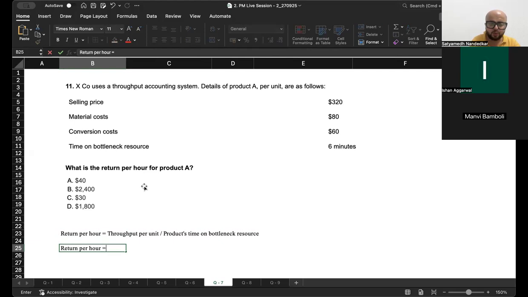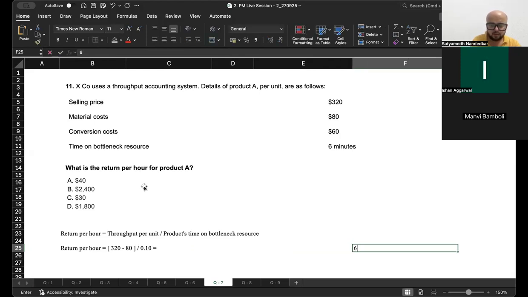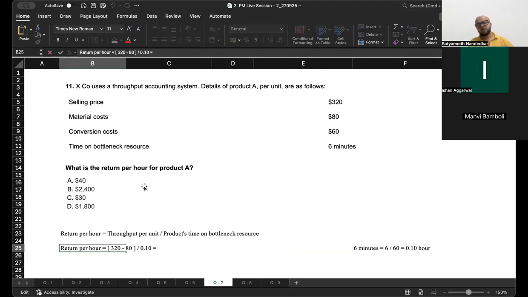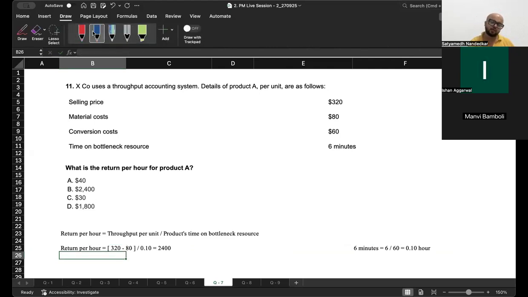So return per hour. What is return? अभी throughput per unit कितना होगा? Throughput per unit 320 minus 80, right? Divided by product's time on the bottleneck resource. 6 minutes को can I write it as 0.10 hour? है ना? 6 minutes is equal to 6 by 60 is equal to 0.10 hour. है ना? So 240 divided by 0.10, I will get 2400. Option B. ठीक है? This is return per factory hour.